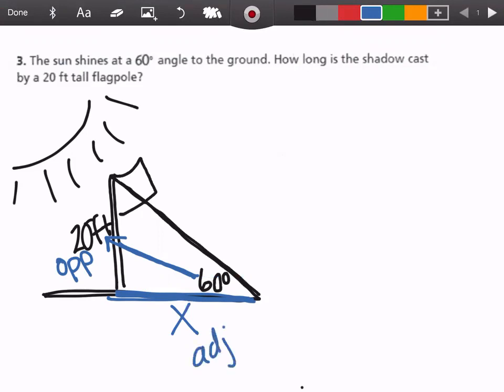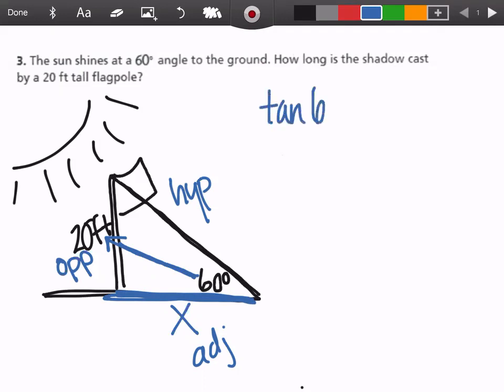So the opposite side of a triangle, you always have to go through the triangle to get to it from the angle. The adjacent side, you won't have to go through the triangle to get to it. And then we have the hypotenuse over here, which we don't need to know anyways. So let's set up the trig ratio that we have. If we have the opposite and the adjacent, we can use tangent.